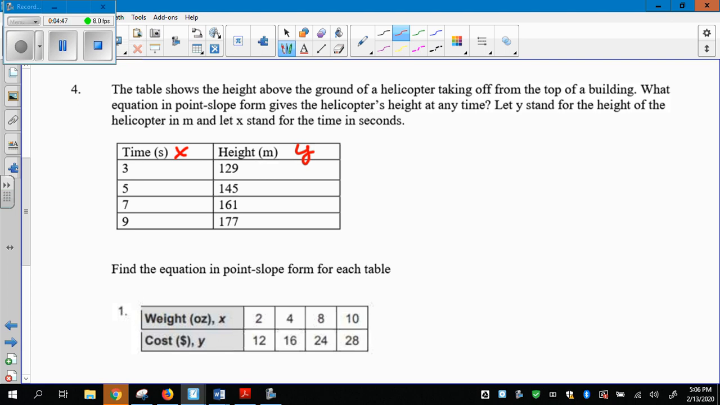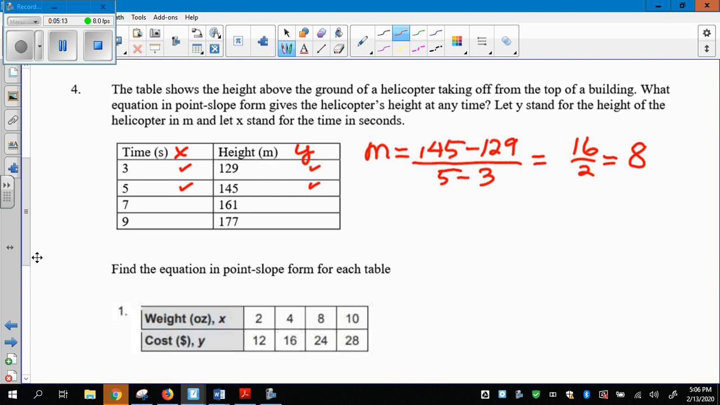And I can take any of these two y's and any of these two x's and find the slope. So I'm just going to do these two y's, 145 minus 129, and then the x's that correspond to those two, 5 and 3. And go ahead and calculate that. That equals 16 over 2, which is 8. So my slope is 8, which basically is just saying that this helicopter is rising 8 feet per second.